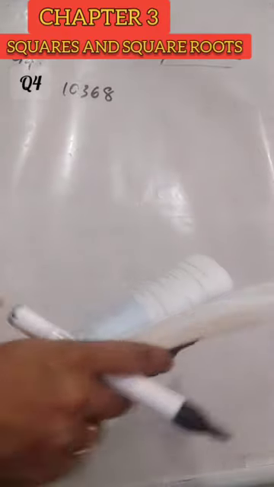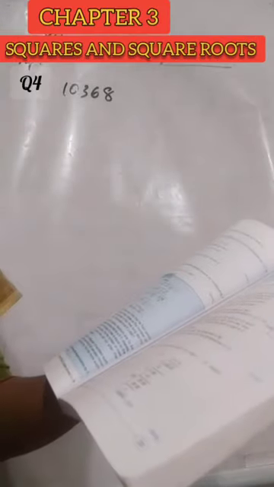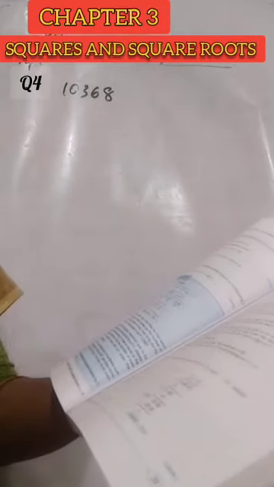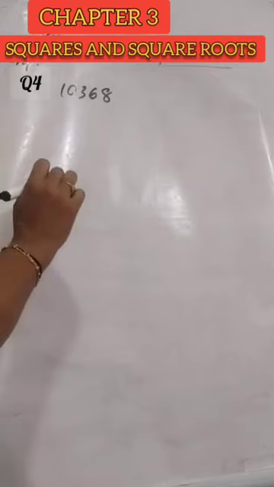Next is question 4. Find the smallest number by which 10,368 be divided so that the result is a perfect square. Also find the square root of the resulting number. First we have to do the prime factorization and find out the prime factors. In this question it is given that this number is not a perfect square number. So one number or two numbers may be left without a pair. So we have to find that number and divide by it. Let us do the prime factorization of this number.